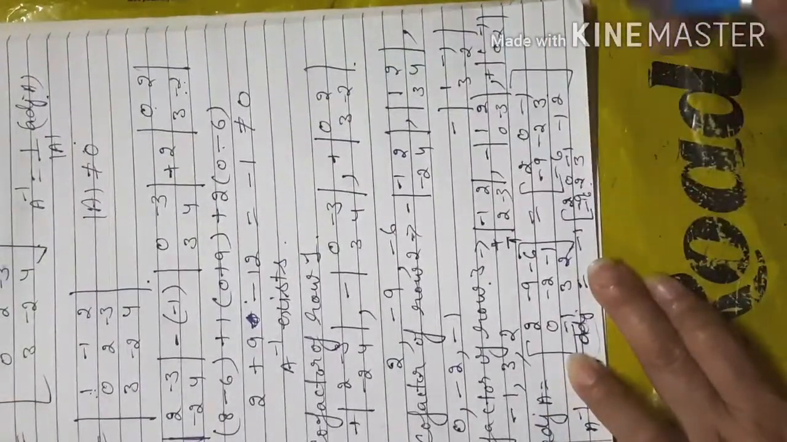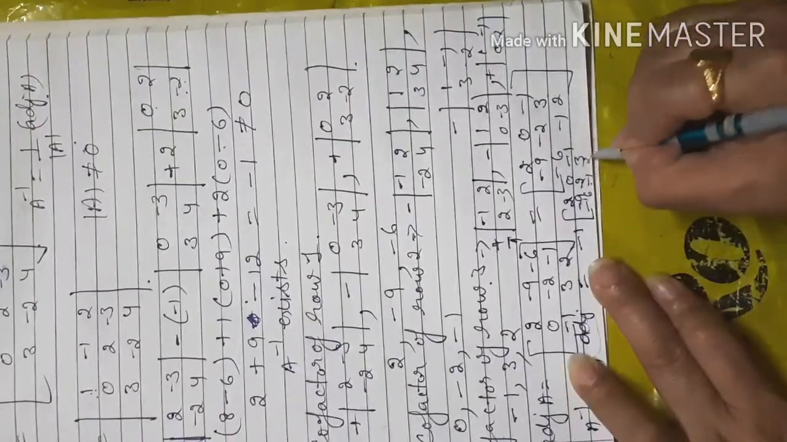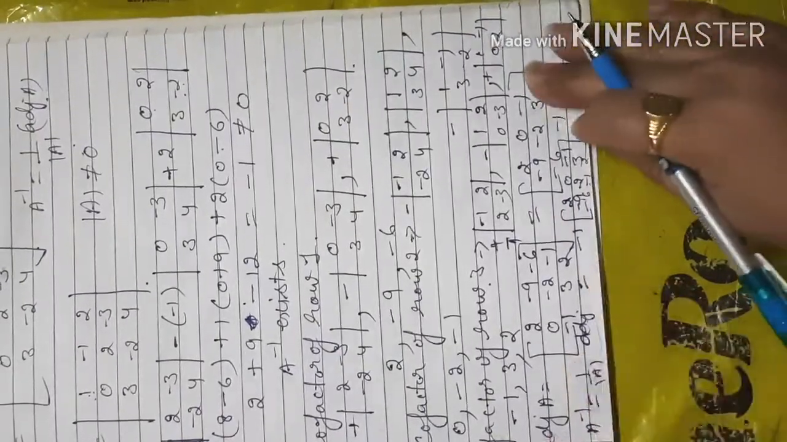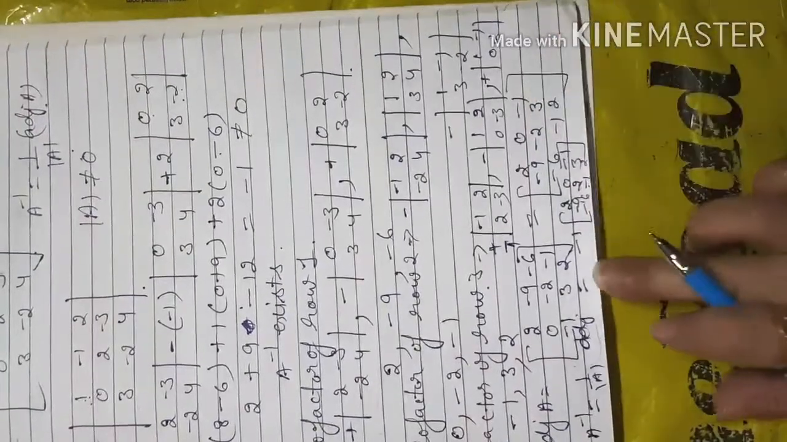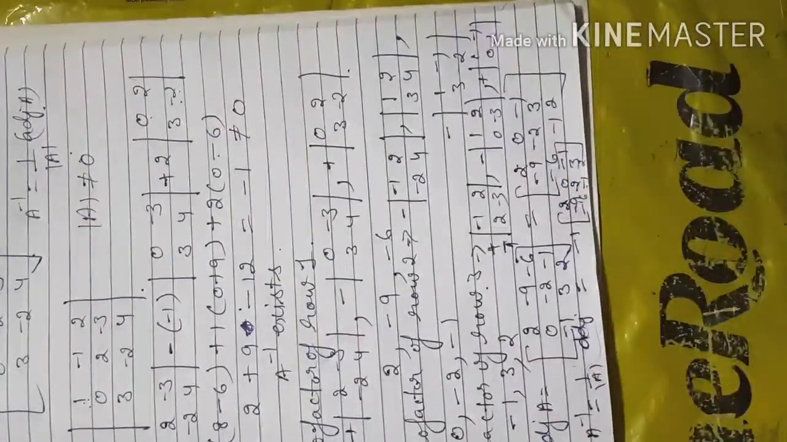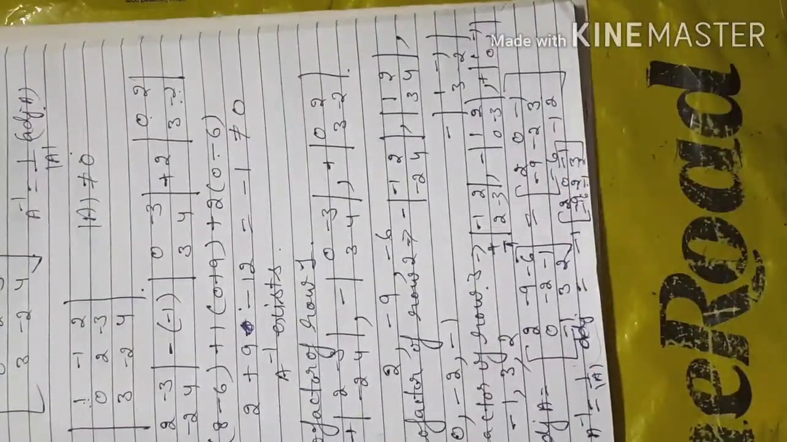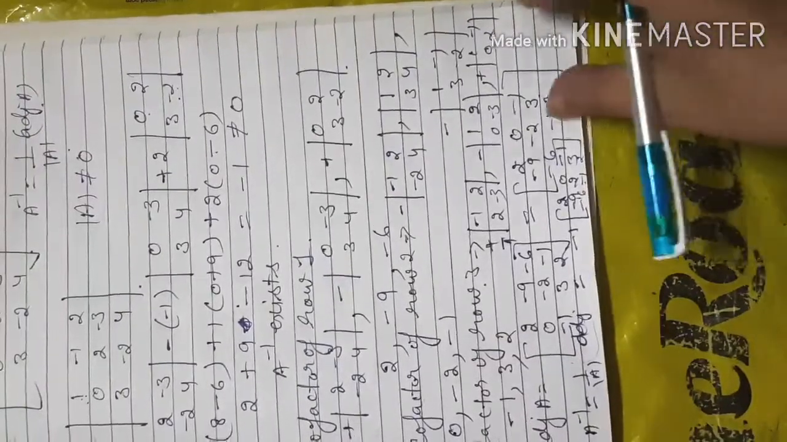So what was the element? Minus 6, minus 1 and 2. So that is my answer of the A inverse. You just multiply this negative sign with all the elements inside the matrix. So that is my required answer of A inverse. So that is the first method.